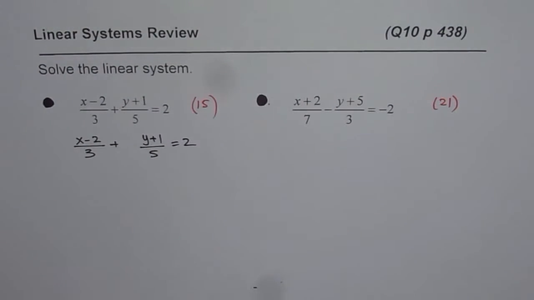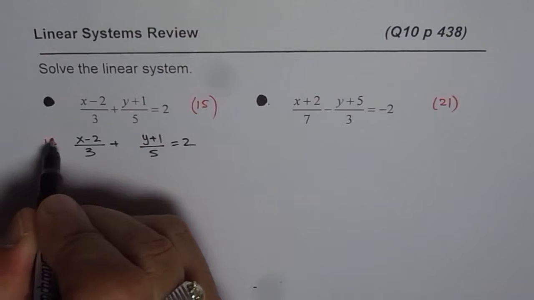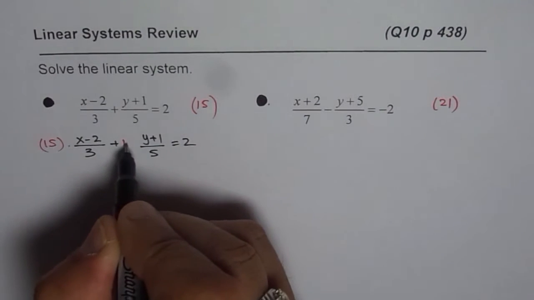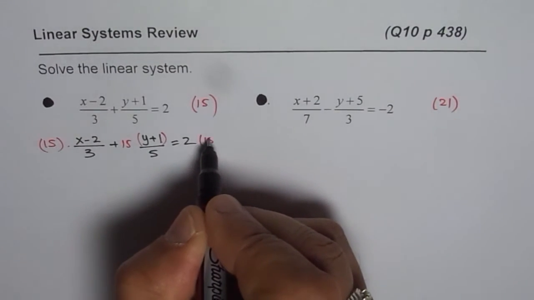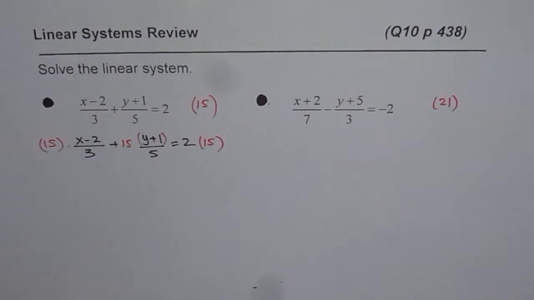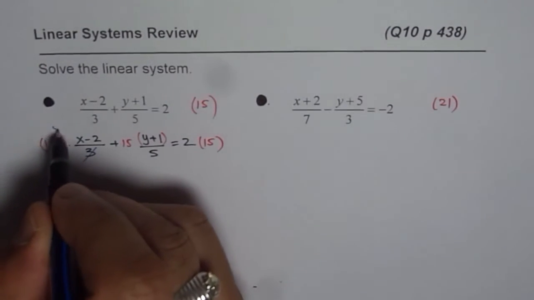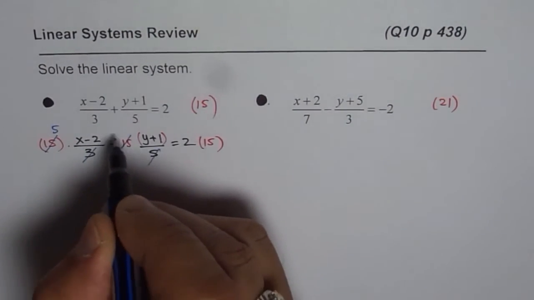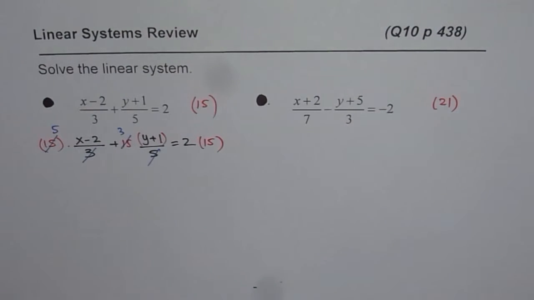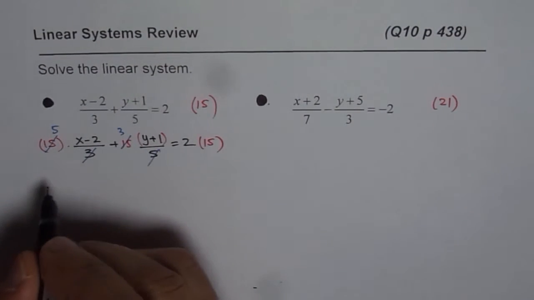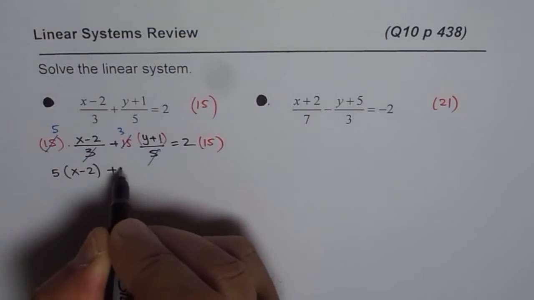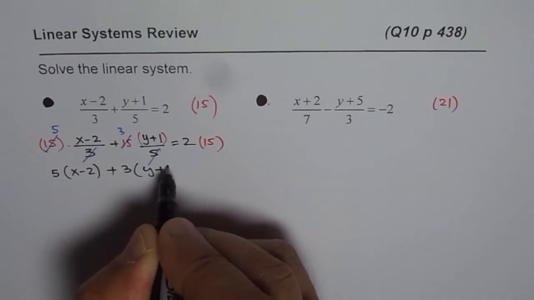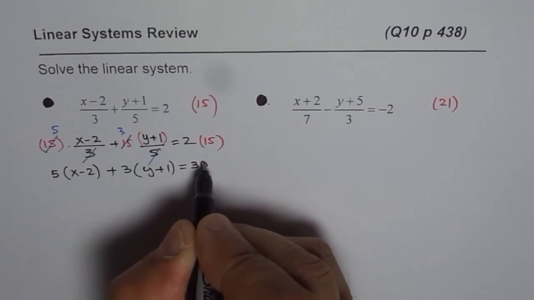When you multiply each term by 15, it means 15 times this, 15 times that, and it is better to put each part in brackets, 2 times 15. That is what we mean. So when you multiply, 3 goes 5 times, and 5 goes 3 times. We get rid of the fraction. That is the whole idea. So what do you get here? You get 5 times (x minus 2) plus 3 times (y plus 1) equals 30, correct?